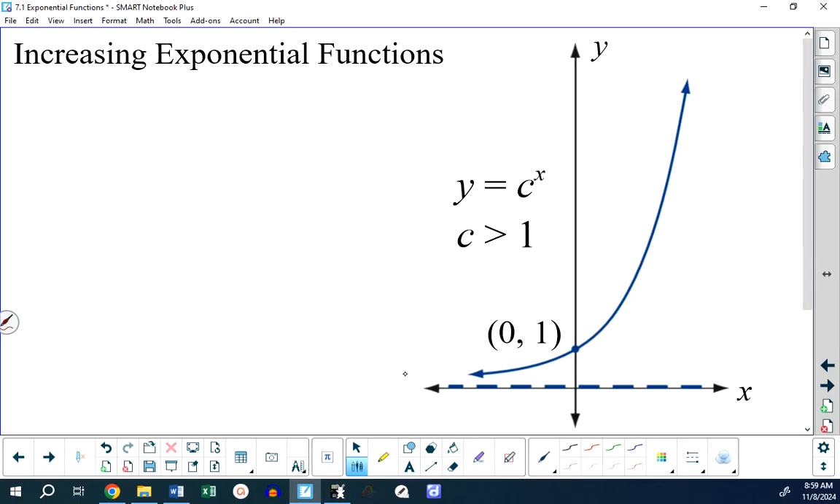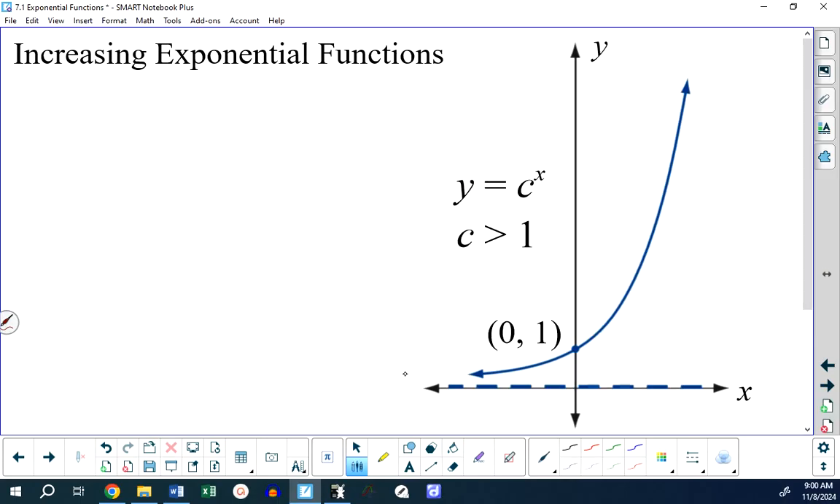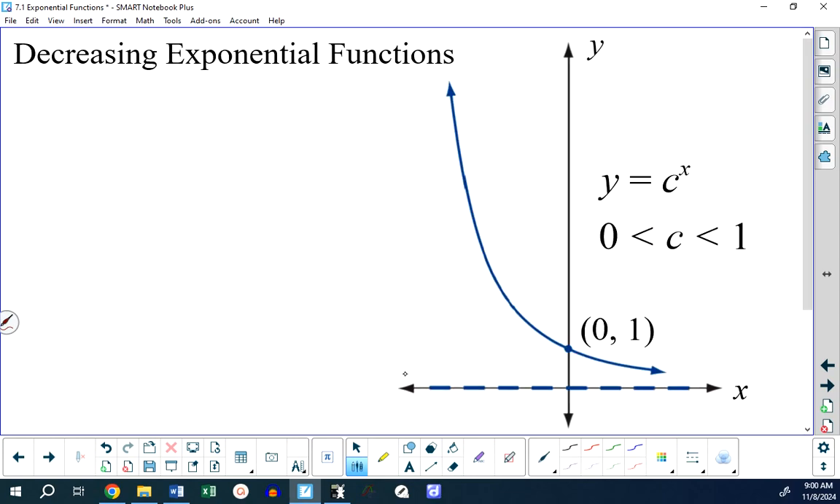So the first one in the warm-up we call an increasing exponential function. In mathematics, whenever we talk about whether a function increases or decreases, we are always looking left to right. So if this were a hill and you were walking left to right, your height would be increasing. Whereas if this were a hill and you were walking left to right, you would be walking downhill. So this is an increasing exponential function, and it will happen whenever the base is greater than 1. A decreasing exponential function is going to happen whenever the base is between 0 and 1.